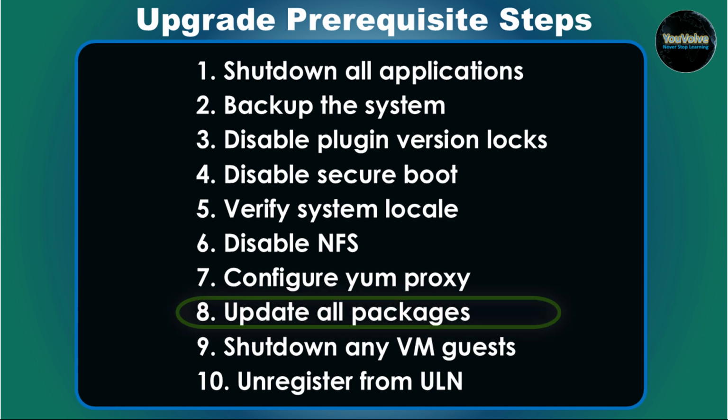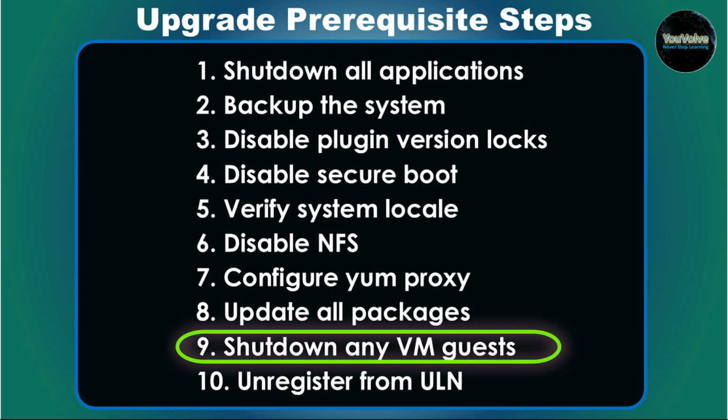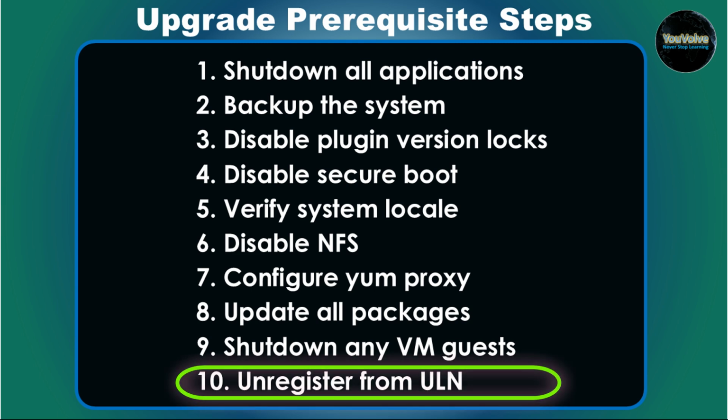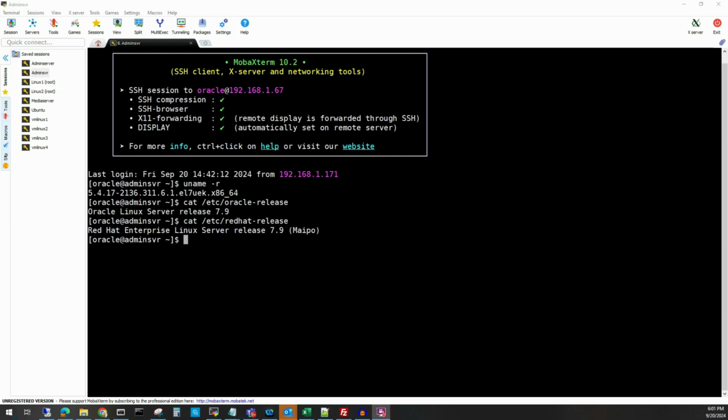Number 8, update all packages to avoid any incompatibility issues. Number 9, close any virtual machines if running, or skip the step if there are no VMs running on your server. Number 10, unregister from ULN, the Unbreakable Linux Network. As we are using Oracle Linux, we don't have to worry about this step because we will use the YUM repository from Oracle for this upgrade. This is required only for Red Hat Enterprise Linux upgrades. And once all these 10 steps are done, we will start the actual upgrade. Now let's see all these in action.